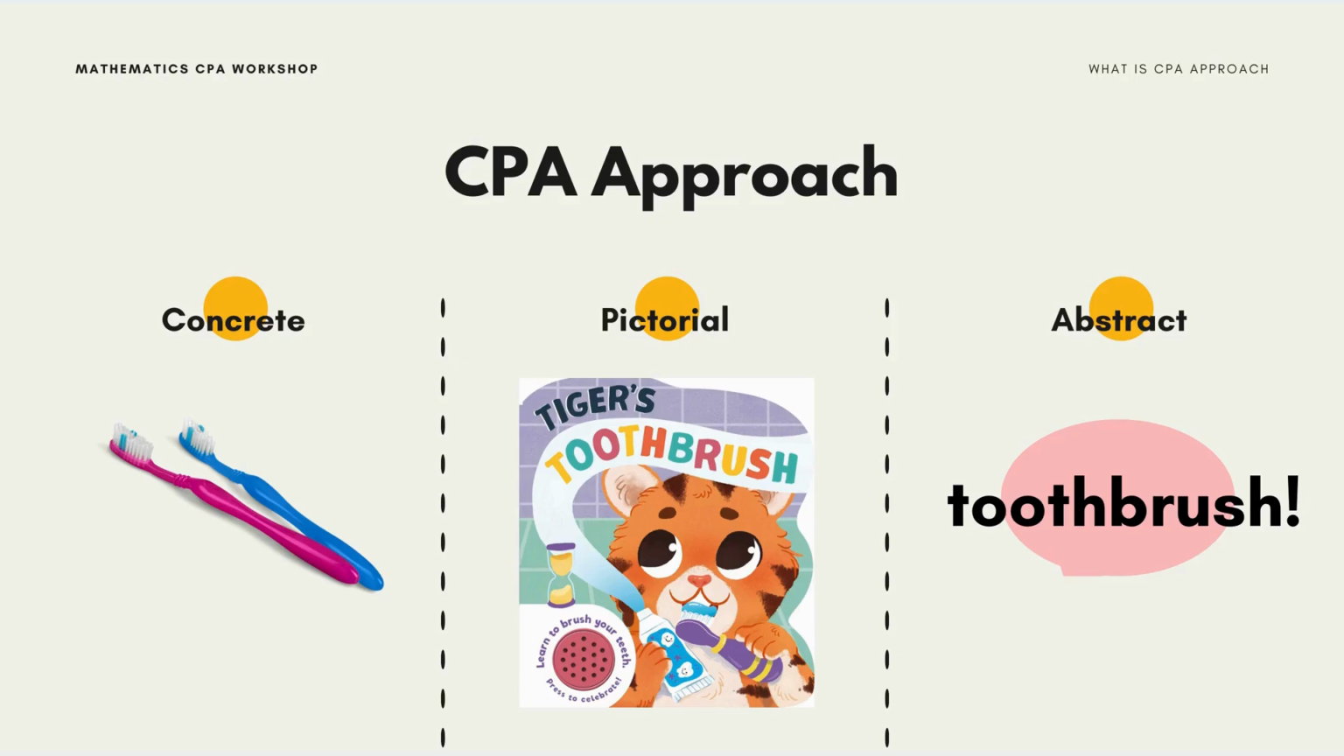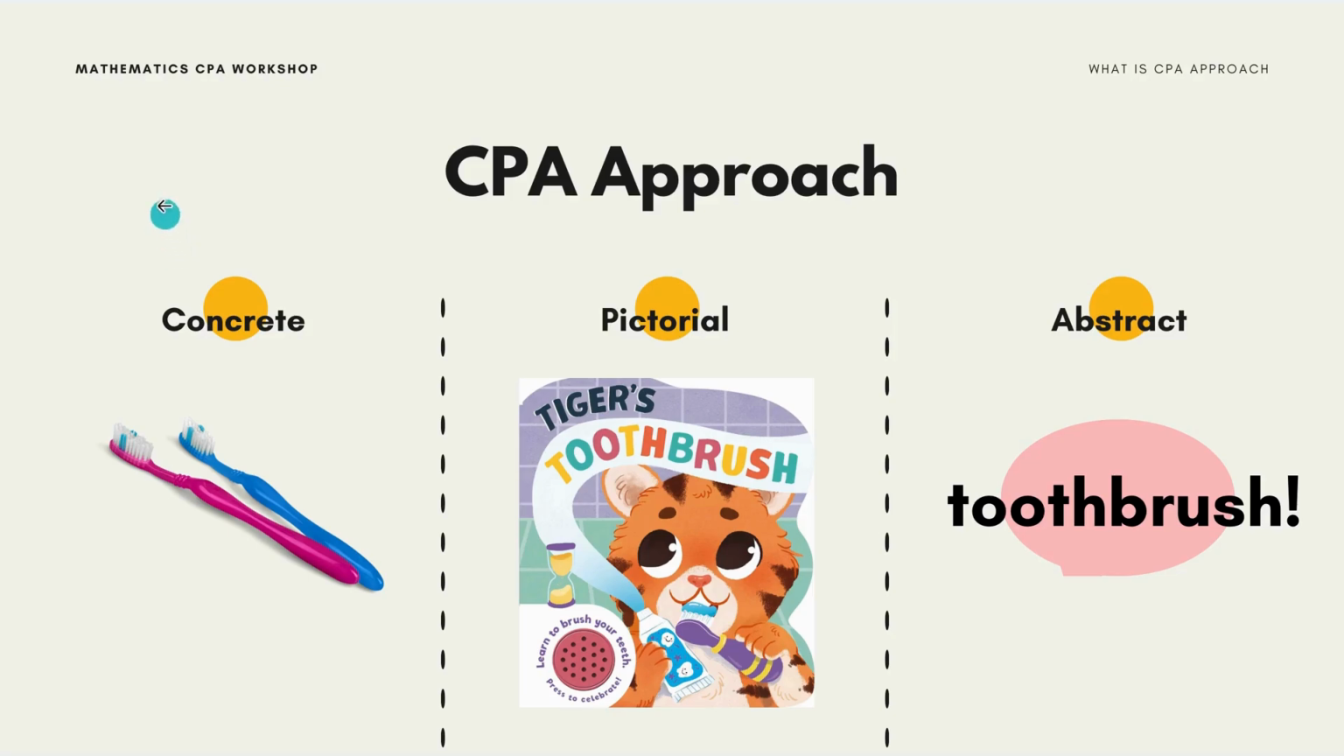Okay, so let's say that you show the word toothbrush to a 3-year-old kid. Is the kid going to understand what the toothbrush is or what it is even? No. So that is why we have to introduce this toothbrush, how to spell it, how to write it step by step. So first is the concrete stage where we show the kid the toothbrush itself. We let the kid hold the toothbrush, use the toothbrush, and is able to understand how a toothbrush even looks like.